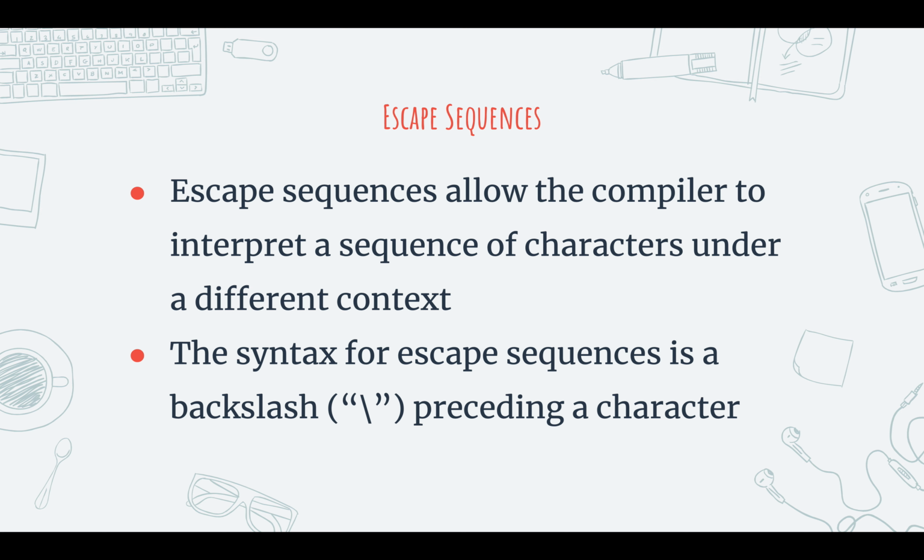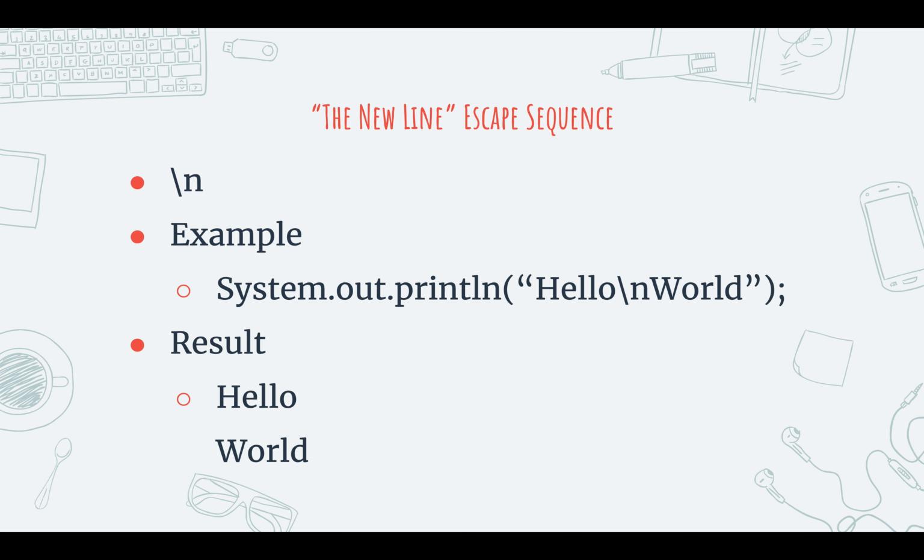So escape sequences allow the compiler to interpret a sequence of characters under a different context, and we utilize the backslash preceding a certain character to emphasize that we want to utilize an escape sequence. So we use a \n when we want to tell the compiler that whatever we're printing within the print statement, we got to start a new line.